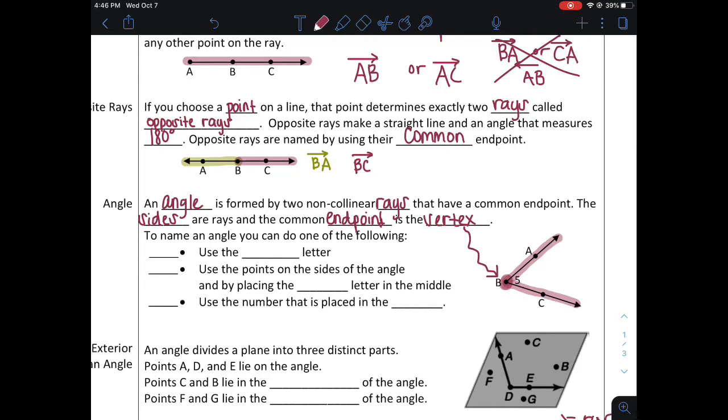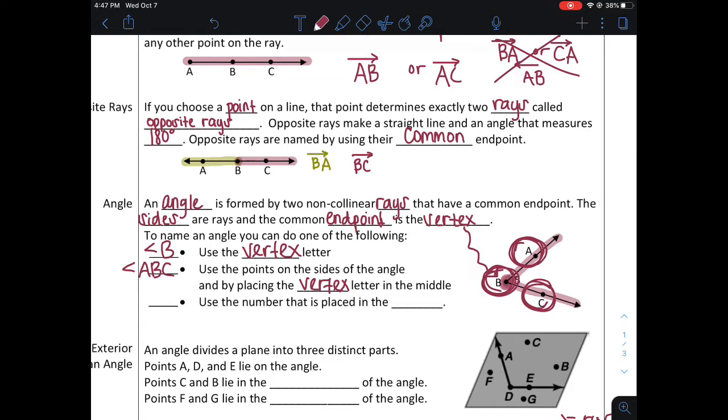There are three different ways that you can name an angle. The first thing you can do is use the vertex letter. In this case, the vertex is B, so we would just call that angle B. Another way is by using three letters, two letters that are on either of the sides and the vertex. For this example, it would be A, B, C. You have to go in order, and when I say go in order, make sure the vertex is in the middle. You could also call it C, B, A. You just have to make sure the vertex is in the middle. So that's going to be angle ABC, or you could call it angle CBA.